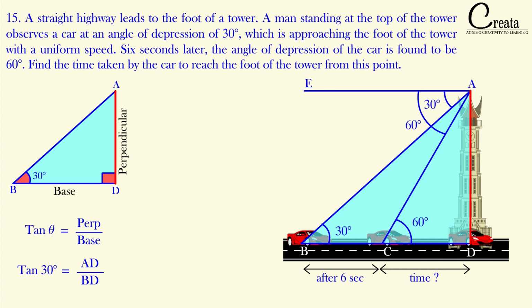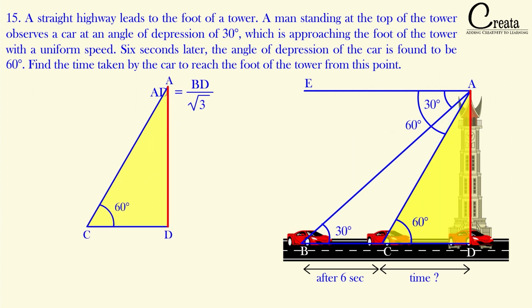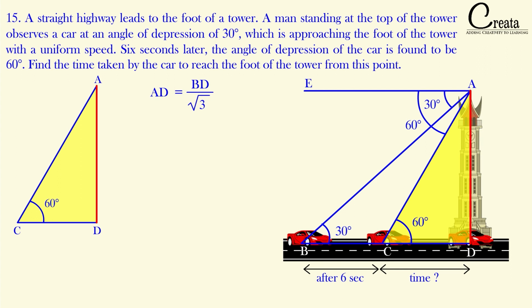And what is the value of tan 30°? This you should know, it is 1 upon root 3. So on solving, we got AD is equal to BD upon root 3. Got it? We got the value of AD. Further, let's also find the value of AD from the second triangle, that is from the triangle ACD. Here AD is a perpendicular and CD is the base. So again tan theta will be applicable, that is perpendicular upon base. Tan 60° is equal to AD upon CD.